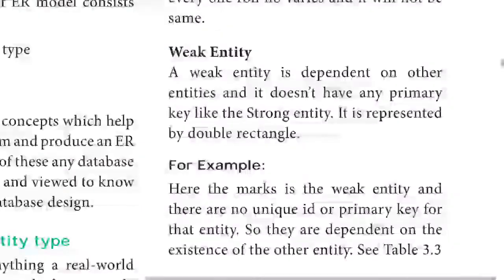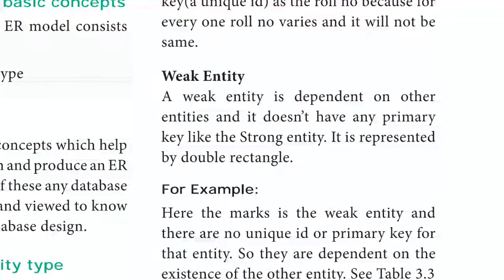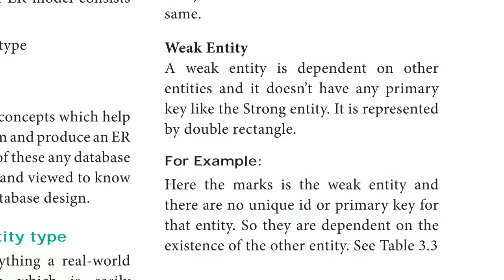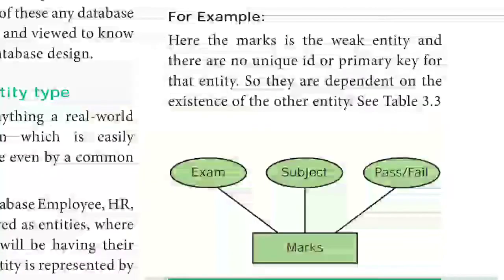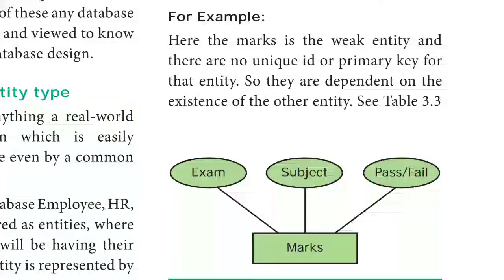So next is weak entity. A weak entity depends on another entity and it does not have any primary key like a strong entity. It is represented by a double rectangle. If it is drawn with a double rectangle, then you can see that it is a weak entity. Say in our example, teachers. Teachers always depend upon students. If there is no student in the school, then teachers have no work there. So teachers are a weak entity as per the model.